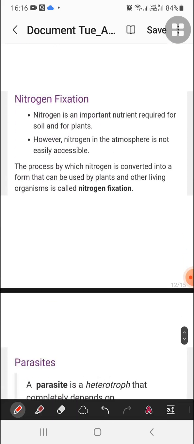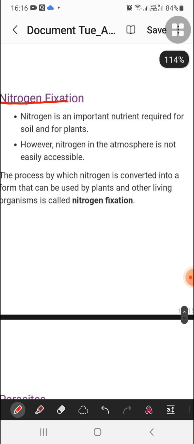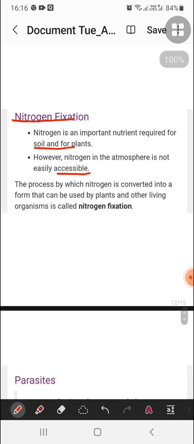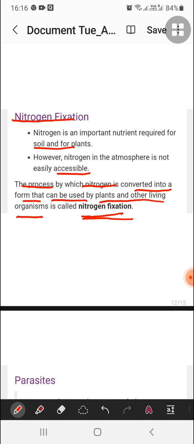Now next, what is nitrogen fixation? Nitrogen is an important nutrient required for soil and for plants. However, nitrogen in the atmosphere is not accessible. The process by which nitrogen is converted into a form that can be used by plants and other living organisms is called nitrogen fixation.